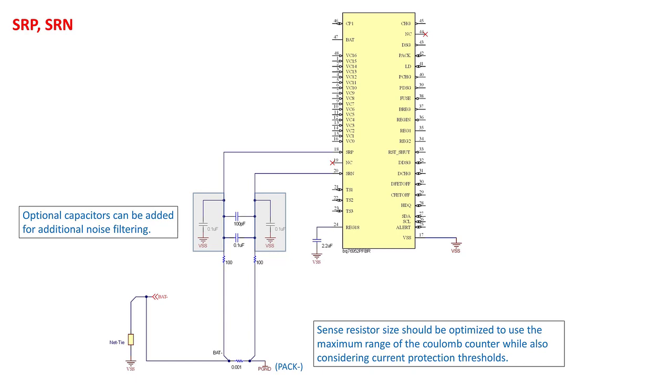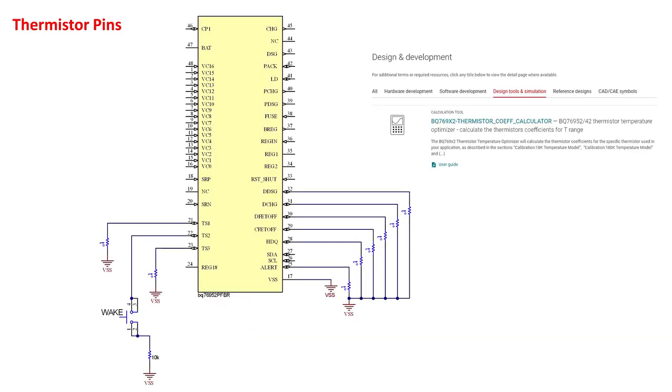All filter components should be placed as close as possible to the device, rather than close to the sense resistor, and the traces from the sense resistor routed in parallel to the filter circuit. A ground plane can also be included around the filter network to add additional noise immunity. If current sense is not used, the SRP and SRN pins should be connected directly to VSS.